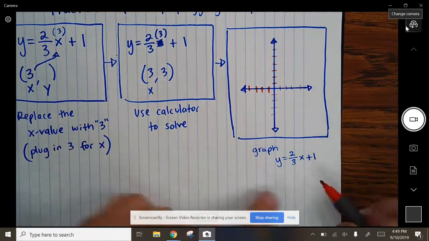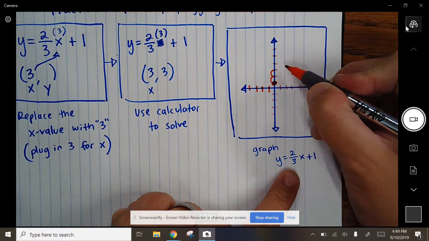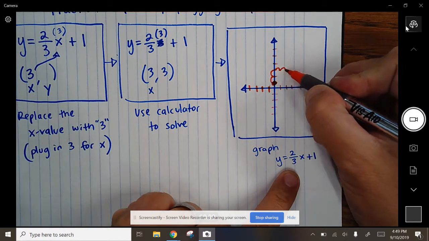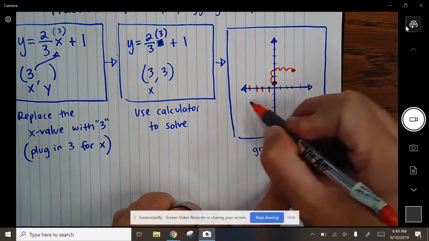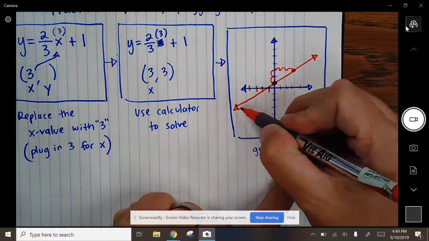All right, now I'm going to go ahead and graph this. I'm going to go up 1, over 3, 1, 2, 3. And I'm going to draw that line out.